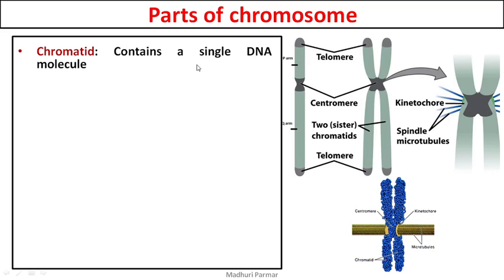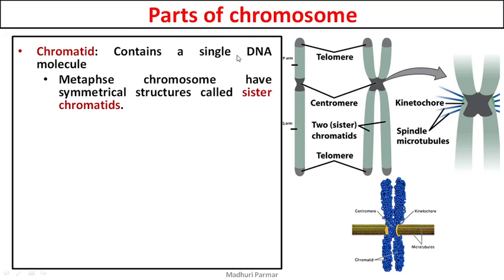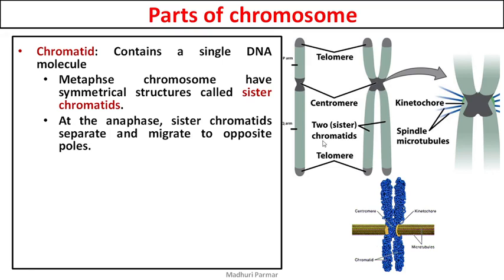A chromatid contains a single DNA molecule, which means if somebody asks you how many DNA molecules are present in a human cell, the answer would be 23 pairs or 46 in total. The metaphase chromosome has a symmetrical structure made of sister chromatids. At anaphase, where you have to separate these sister chromatids, they will get separated through the middle, and through the centromere the splitting will take place.